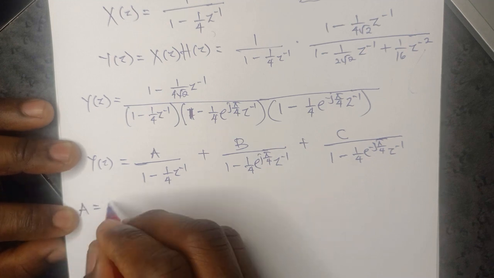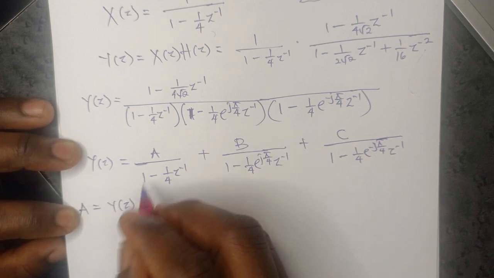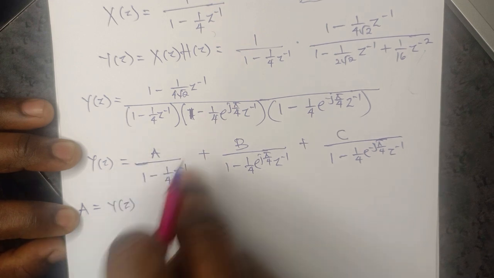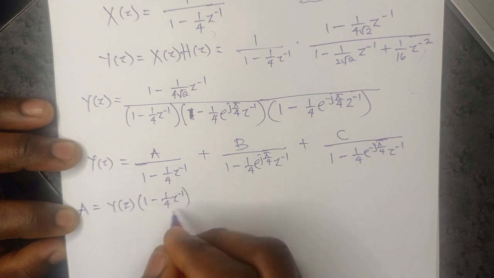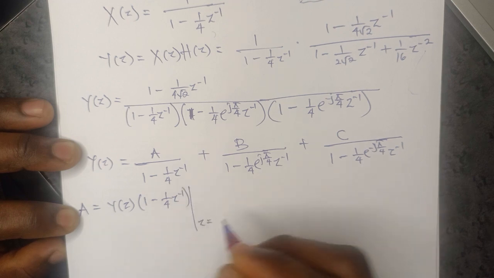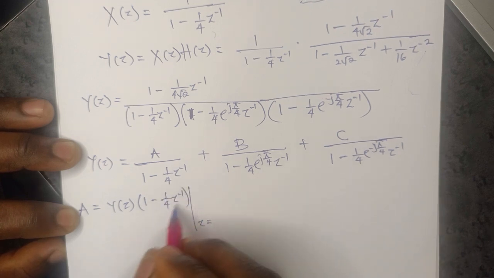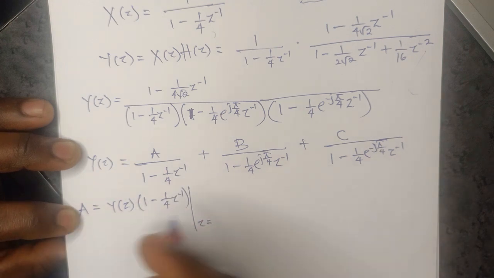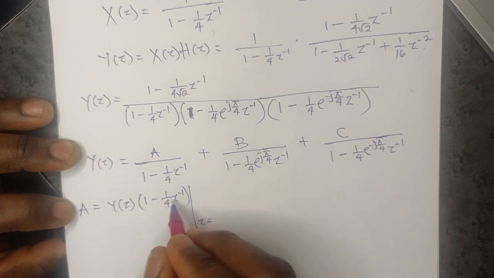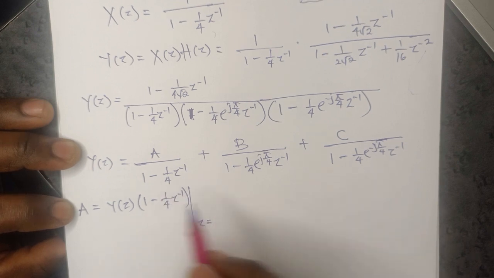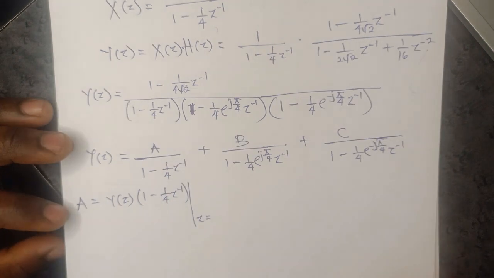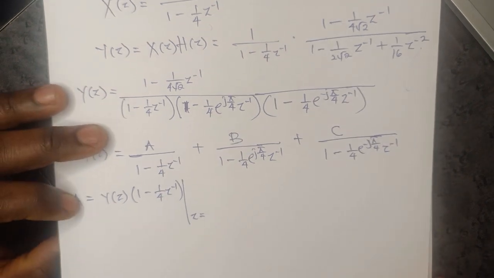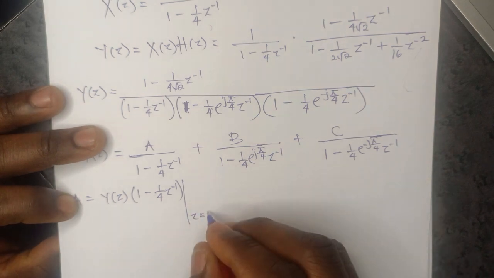A from here is going to be Y of z multiplied by the denominator of A, which is 1 minus 1 all over 4 z raised to power minus 1. Then you substitute what will make this expression equal to 0. What will make this expression 0? That is by putting z to be equal to 1 all over 4, right? So z equal to 1 over 4.